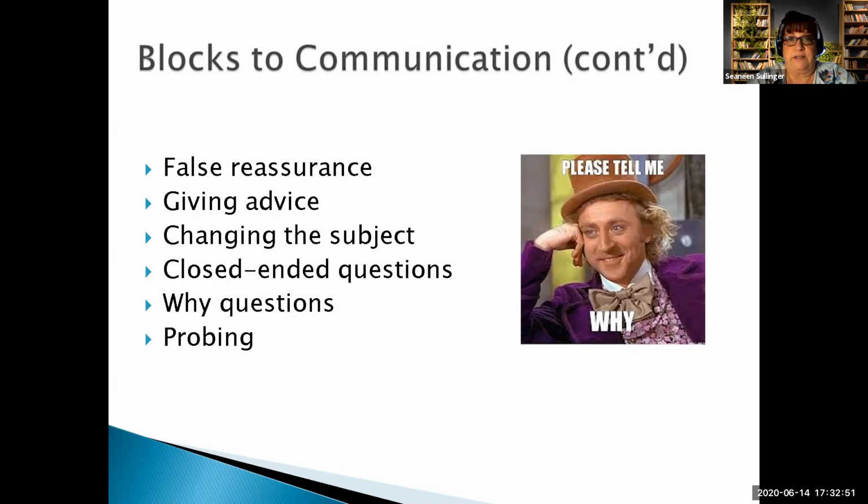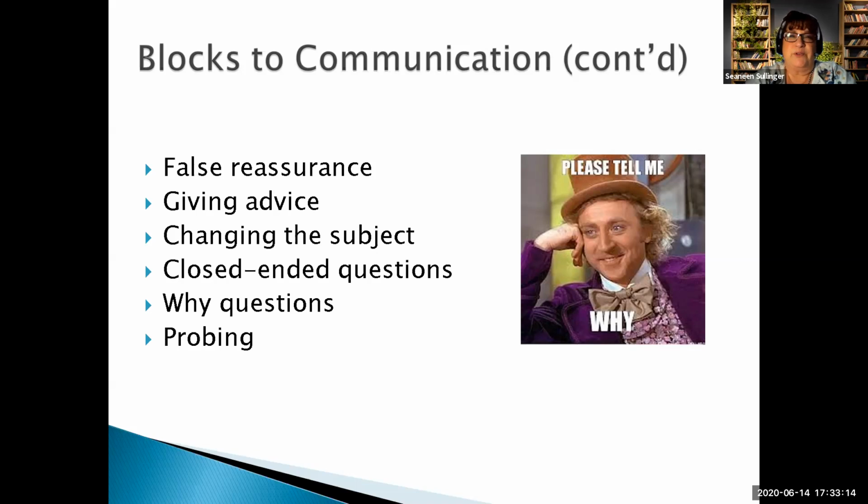Sometimes changing the subject can be seen as a block to communication. The person's trying to communicate, have this conversation with you, and then all of a sudden you change the topic, or they change the topic. Well, that means they're not really listening and getting into the conversation. They're changing it to something else to avoid the conversation, because maybe they're uncomfortable or they don't understand what you're asking them.